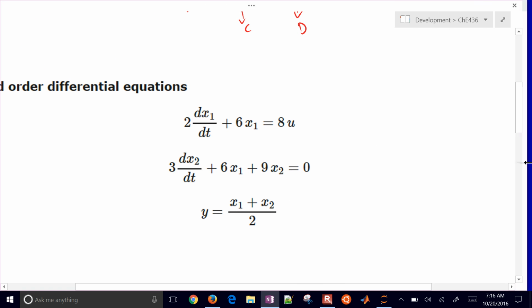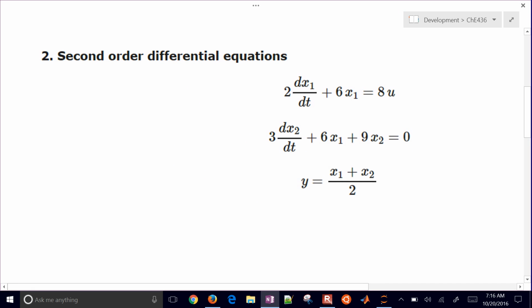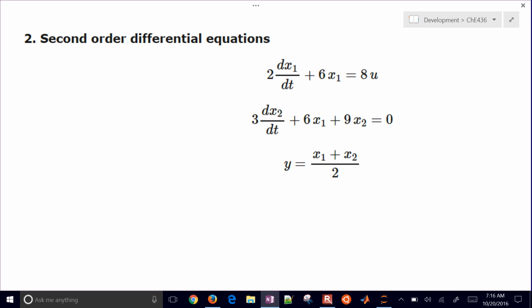Actually, I'll just go all the way over. Okay, so here are two differential equations now, and we want to fit this into state space form. Now this one has dimensions. First of all, u is going to be just dimension 1, and then x is going to be dimension 2, a vector of length 2, and then y, we still have just one output.